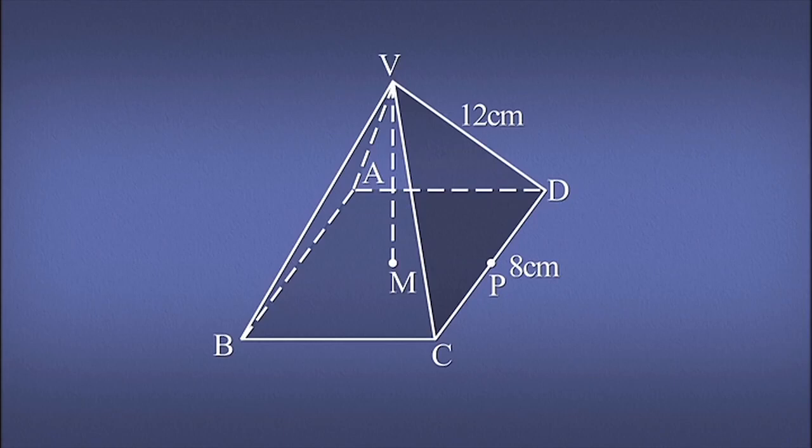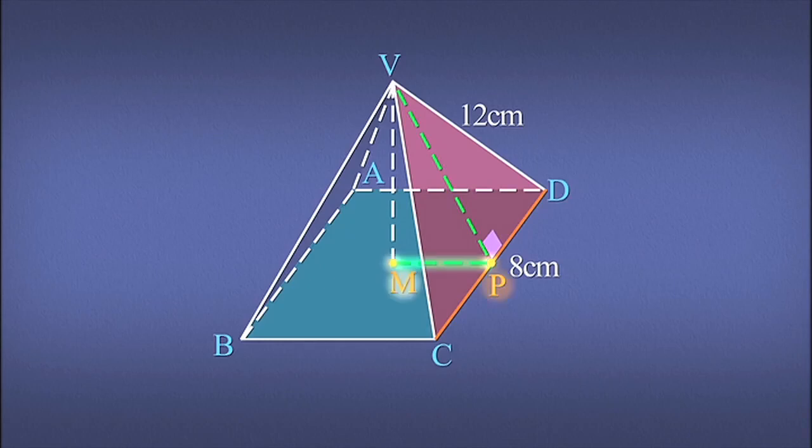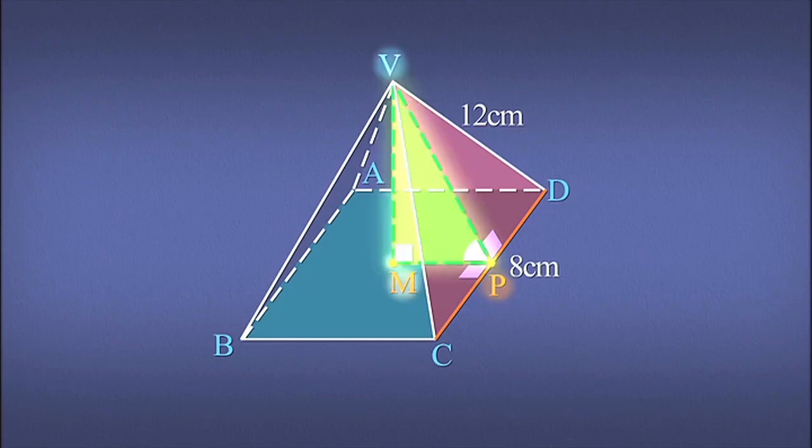Then let's find the angle between plane VCD and plane ABCD. Plane VCD and plane ABCD intersect at line CD. CD is the line of intersection. VP is perpendicular to CD. MP is perpendicular to CD. VP and MP are the arms of angle VPM. Hence, angle VPM is the angle between plane VCD and plane ABCD. Point P is the midpoint of CD. Join V and M. A right-angled triangle VPM is formed.